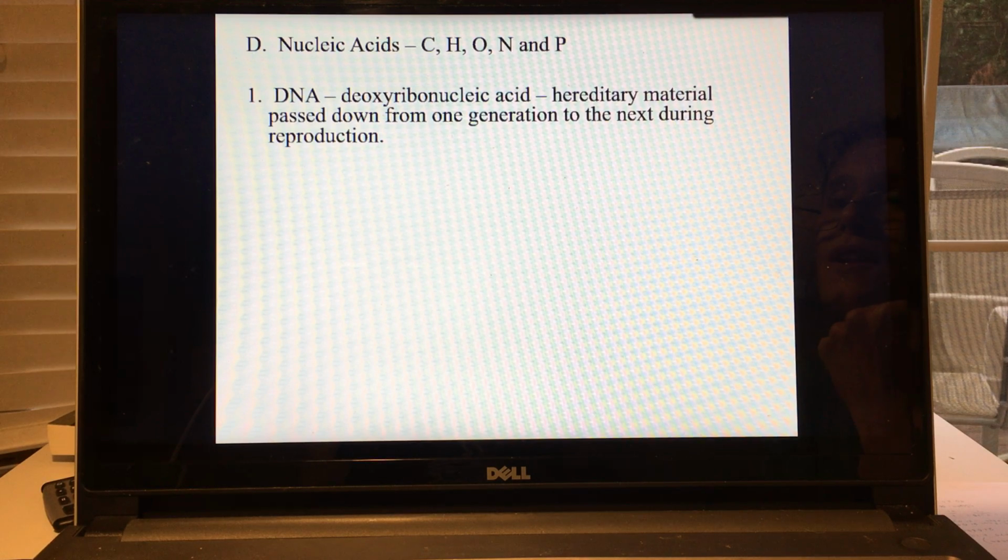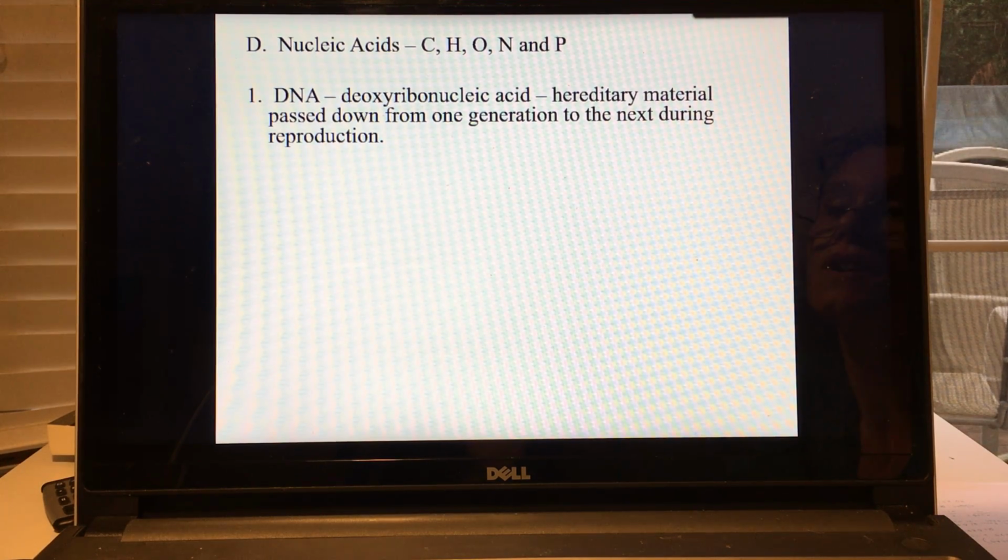Nucleic acids are made of the elements carbon, hydrogen, oxygen, nitrogen, and phosphorus. DNA stands for deoxyribonucleic acid. Sometimes students forget what a nucleic acid is because they forget that that's what the N and the A stand for in DNA and RNA. If you ask them, what's DNA? They know that. And if you say, what's a nucleic acid? They sometimes don't really remember that DNA is a nucleic acid.